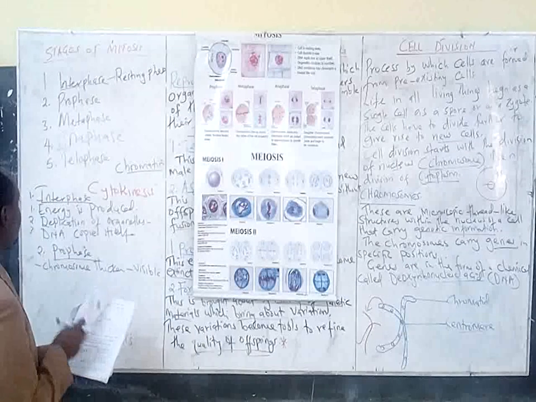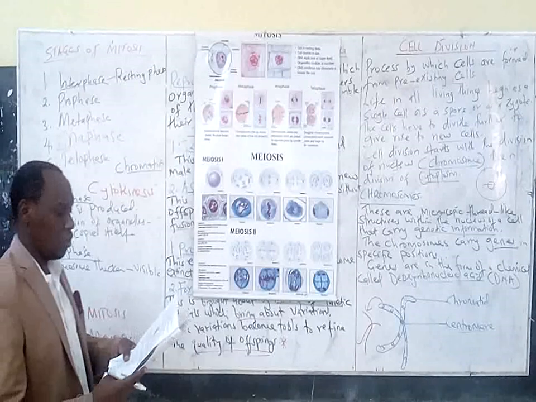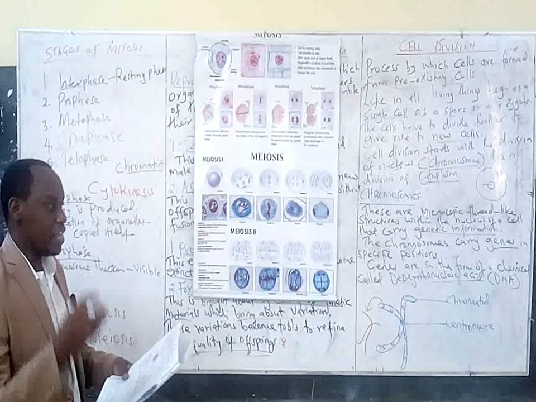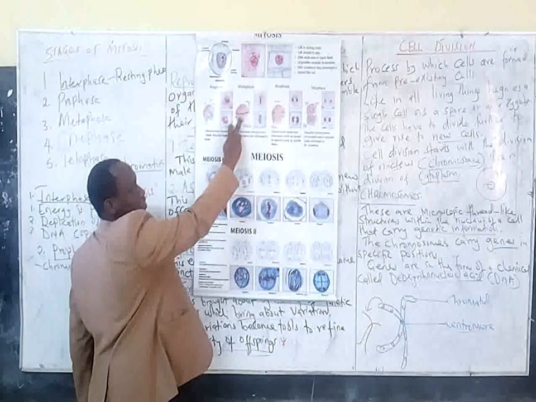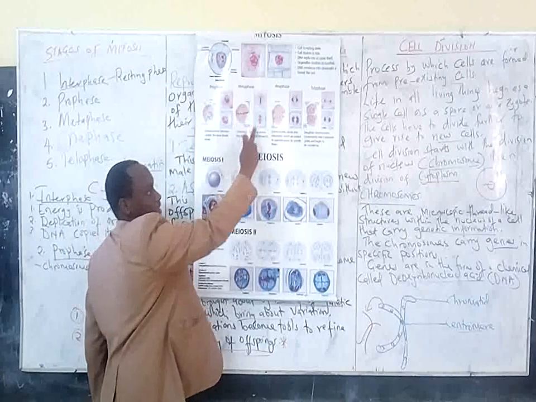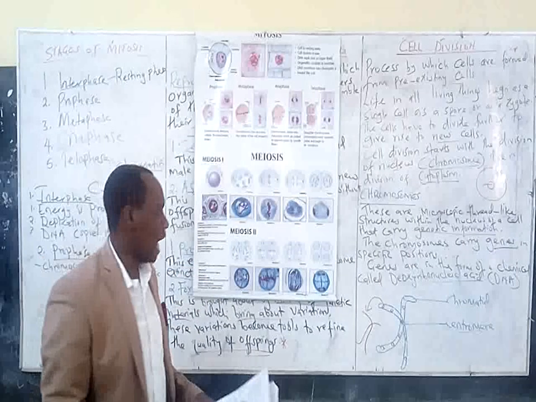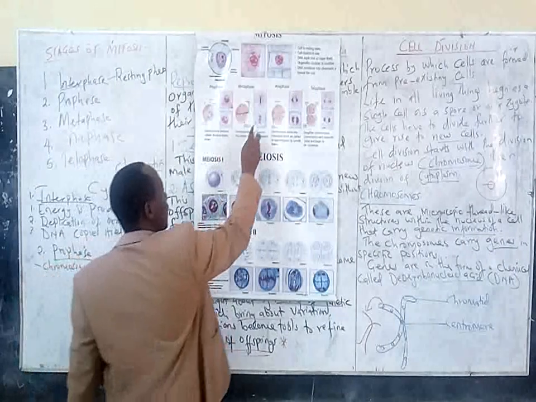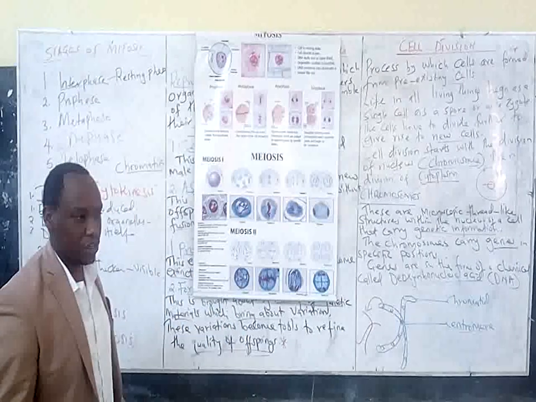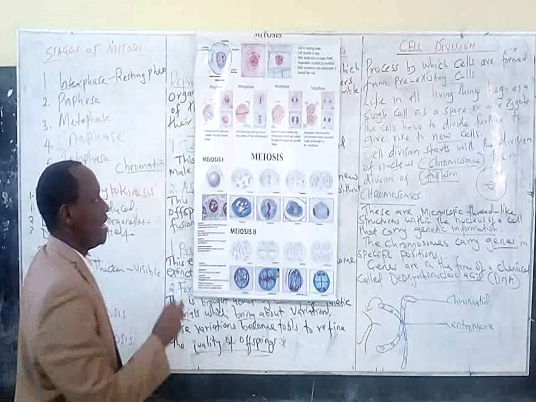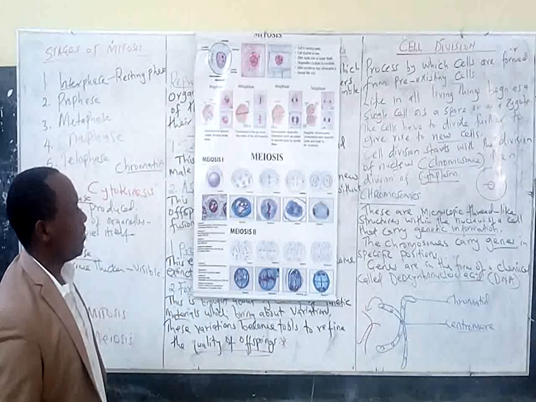So metaphase, I've said, one of the main things that happen in the metaphase is that the chromosomes align at the equator. As you can see here, they are aligned at the equator in a straight line along the equator. And I've said also, during this stage, the nuclear membrane is not seen. It has disappeared. It is not there. So the chromosomes are just suspended within the cytoplasm.